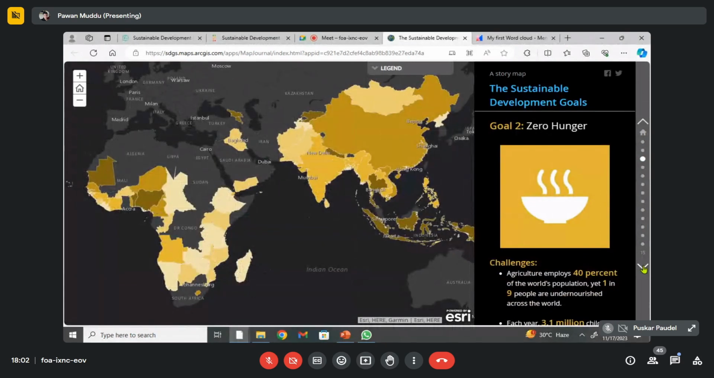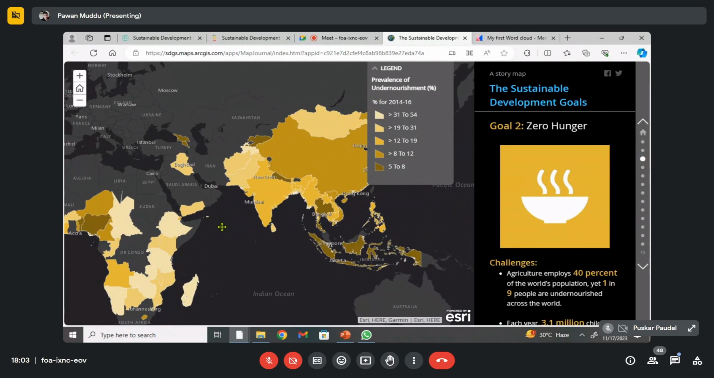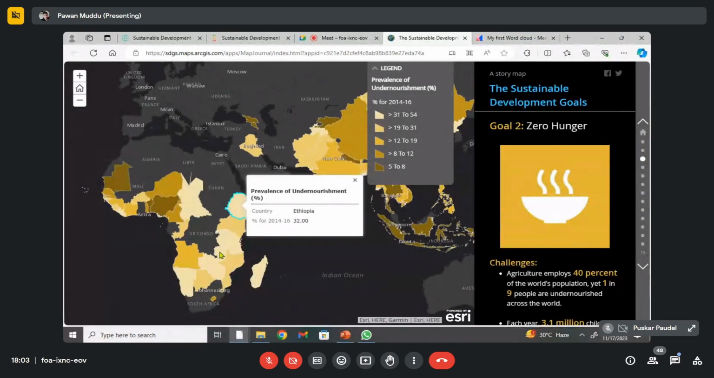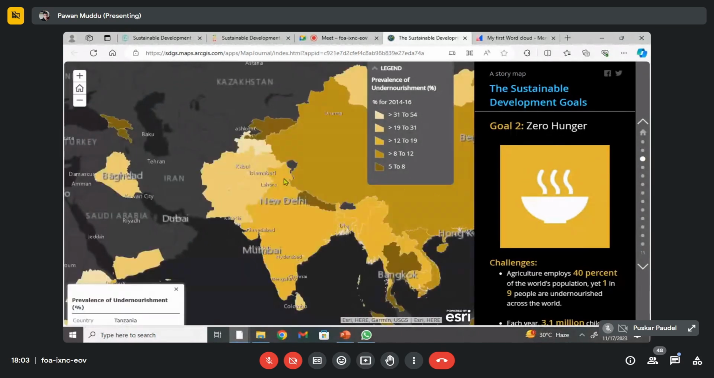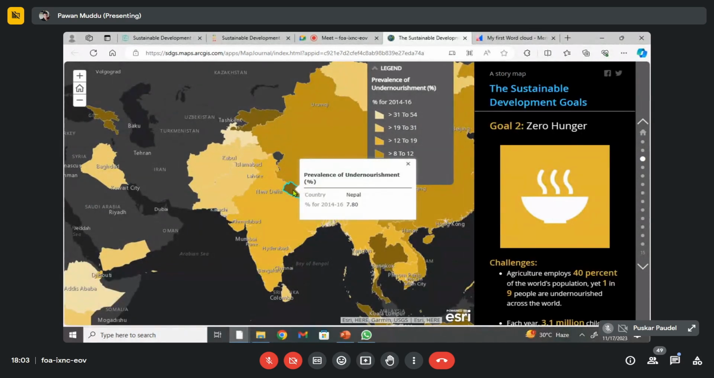Then coming to the next, an awful reality of zero hunger, which is sustainable development goal number 2. Here we are visualizing areas, as you can see in the legend, where the prevalence of nourishment and undernourishment is there. If you look into this map, there is an awful reality which says that there is a prevalence of undernourishment from 31 to 54%, predominantly in Africa, let alone countries like Ethiopia and Tanzania. If you come to our part of the world, the subcontinent, now I'm talking to a university in Kathmandu, even Nepal has close to about 7.8% undernourishment, as you can see out here.